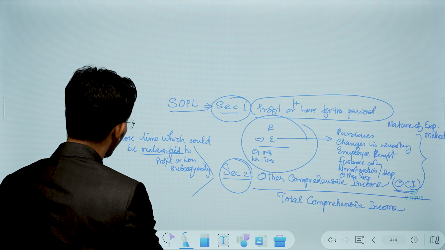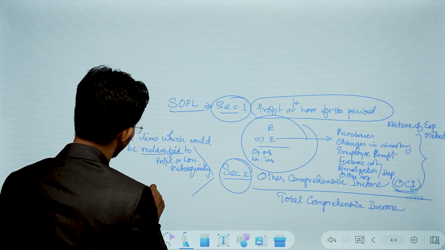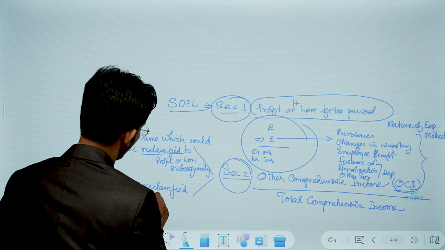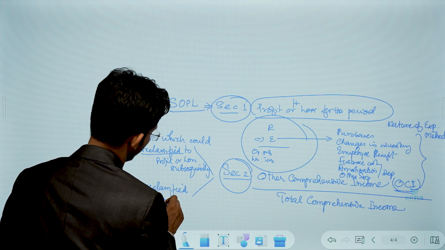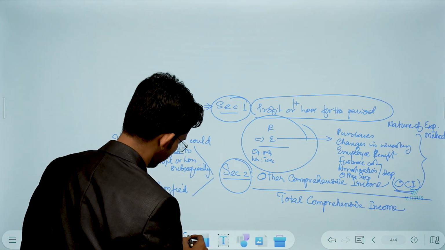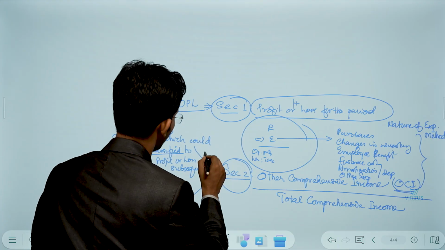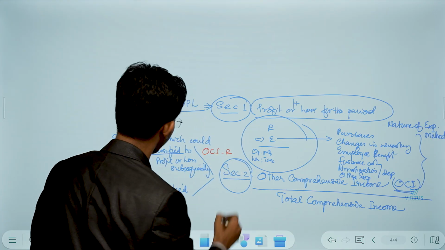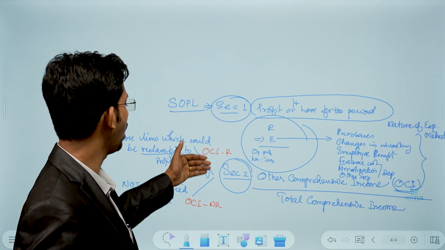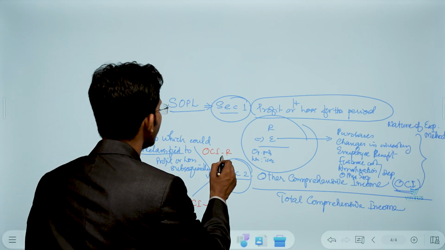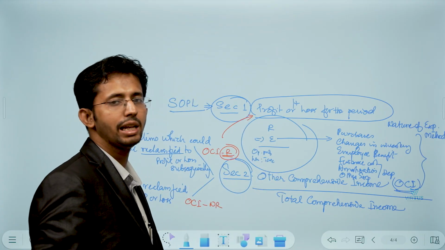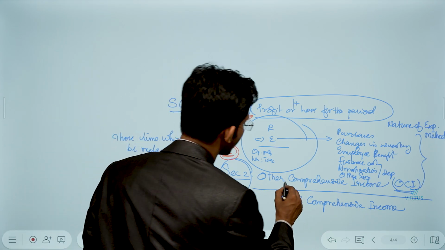The second category is those items which could not be reclassified to profit or loss. So this is OCI R, I can call it as OCI reclassifiable, and this is OCI non-reclassifiable. What is this OCI R and OCI NR? For OCI R, these items will come to this section. Currently, where are we showing it this year? We are showing it as OCI.